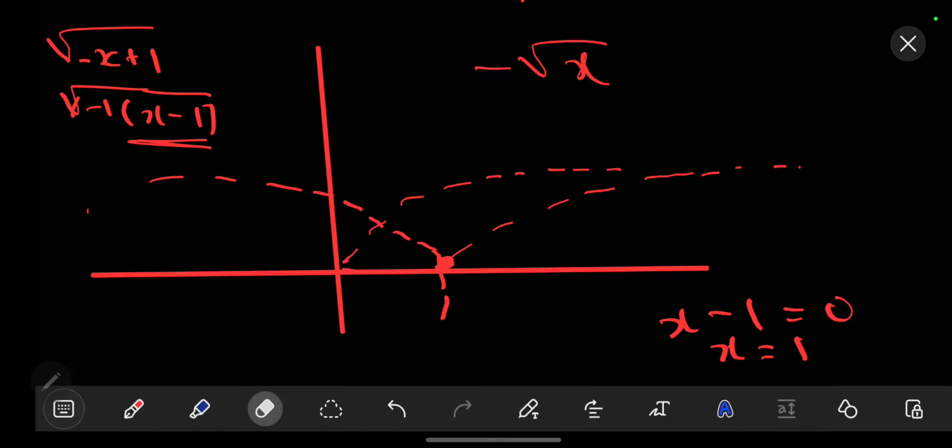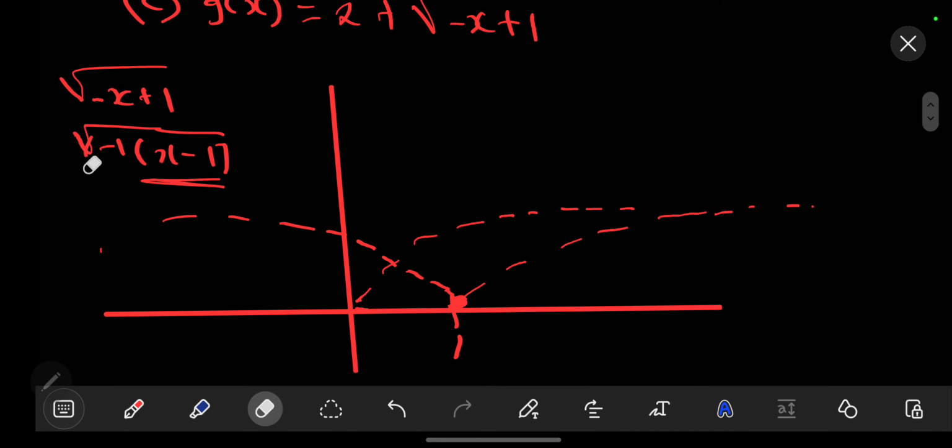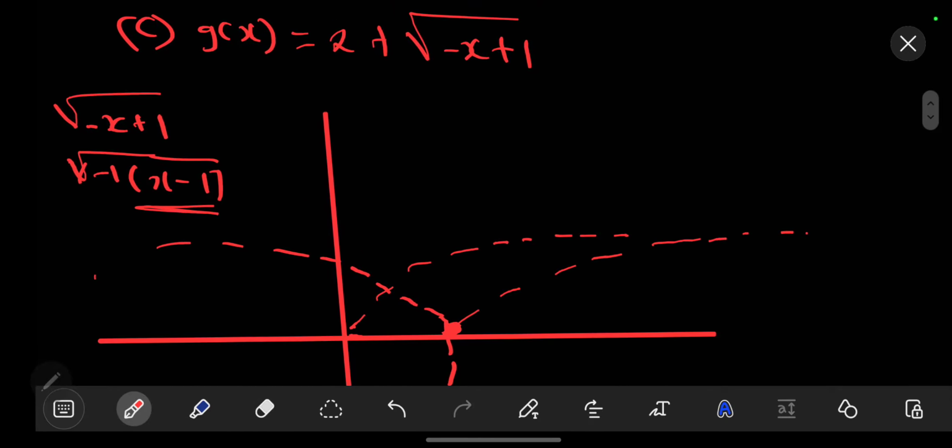That means we have translated our graph. I'll label the graphs at the end so that I do not make it more and more dirty. So now we have another graph where we have done the translation of the square root of -1 open brackets x minus 1. Now we have to account for the 2. This 2 is a shift in the y direction. If it's outside, it's a shift in the y direction.